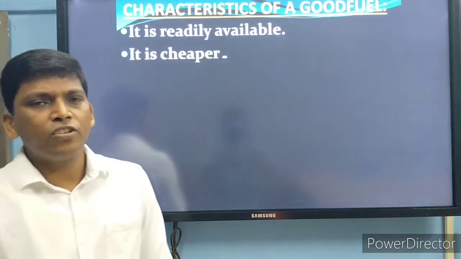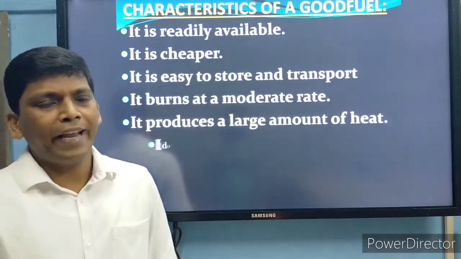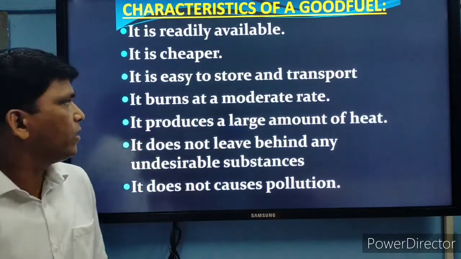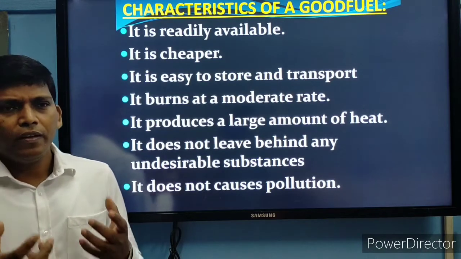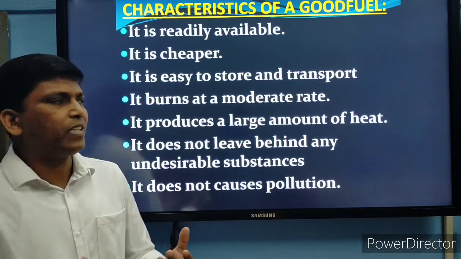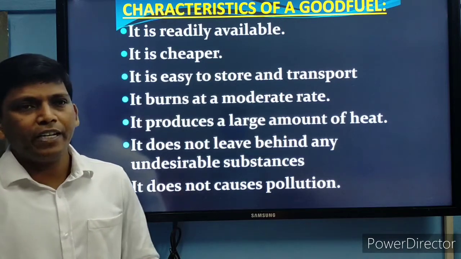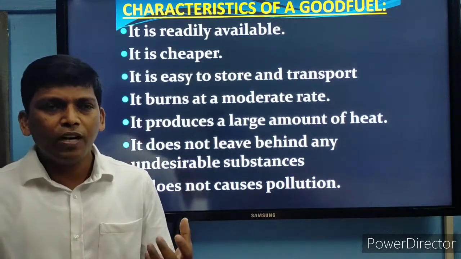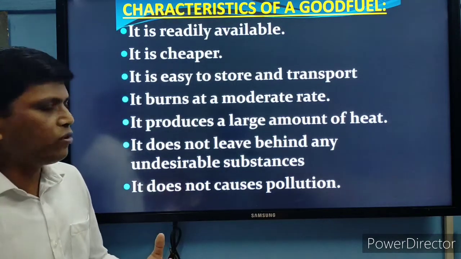Next, characteristics of a good fuel. A good fuel should have some characteristics. From those characteristics only we can say it is a good fuel. So what are the characteristics? First one, it is readily available. A good fuel should not be difficult to get. Its availability should be easy, and it should be comparatively cheaper. Next, it is easy to store and transport. It should not be dangerous or difficult to transport. It should be easier and it should be safe.